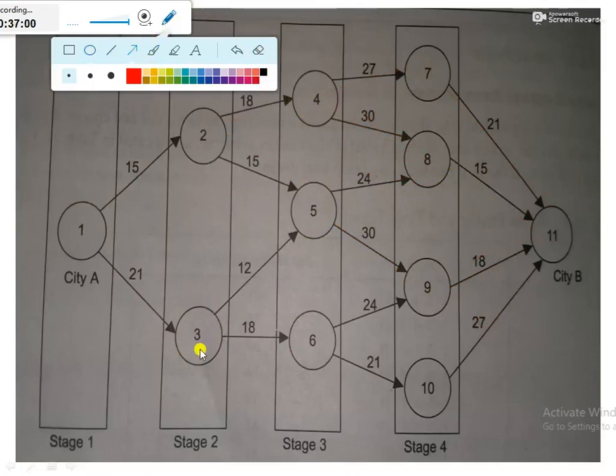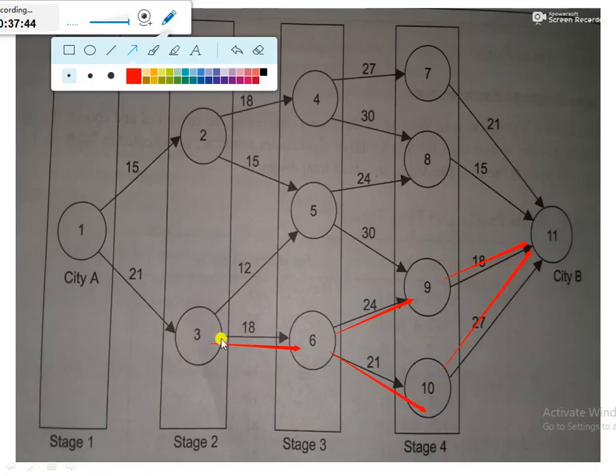From node 3, the traveler can opt to go to point 6. From point 6, he may go to node 9, and from node 9 to the final destination, city B. So the total time taken on this route would be 28 plus 14, that is 42 plus 18, so 60. And on the other route, 3 to 6 takes 18 hours, 6 to 10 takes 21 hours, and 10 to 11 takes 27 hours.